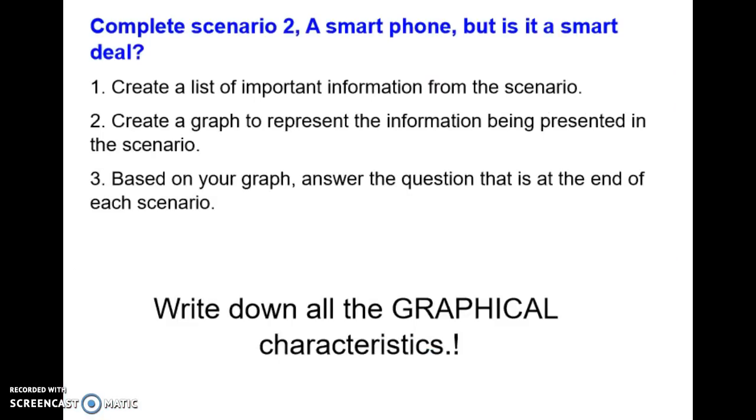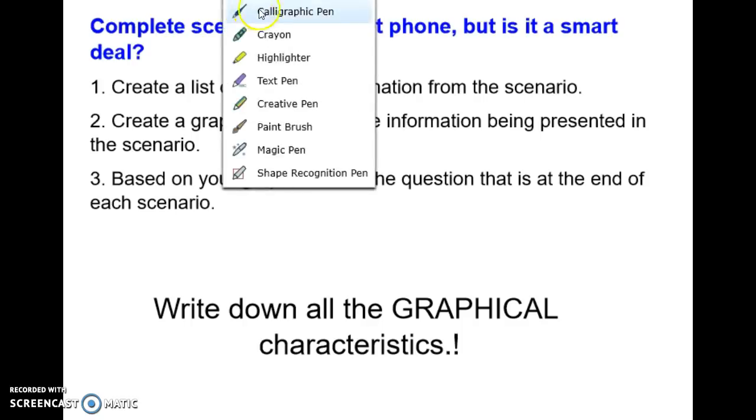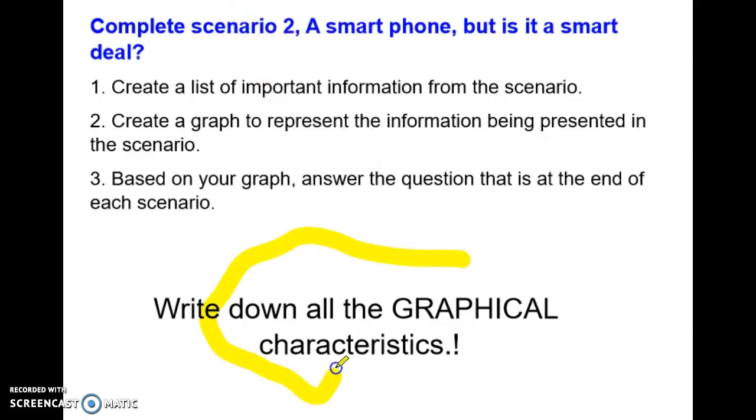All right, ladies and gentlemen, here is your next job. Now that we ran through that example together, I want you to turn the page and complete scenario 2. It's called a smartphone, but is it a smart deal? I want you to do exactly what we just did in the last example. Create a list of important information, graph it, and answer the couple of questions at the end of the scenario. But most importantly, because this is brand new stuff, I want you to write down all the graphical characteristics that you see in that graph. Go ahead and press pause to complete a smartphone, but is it a smart deal?